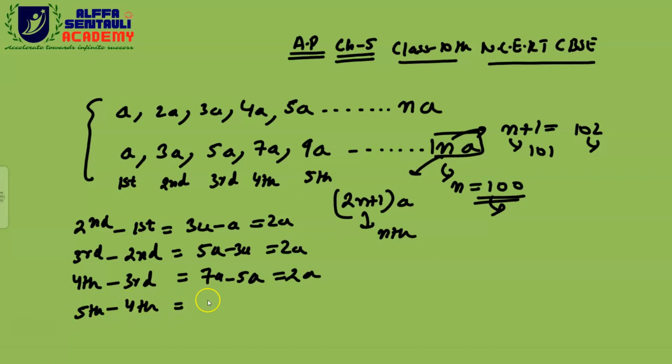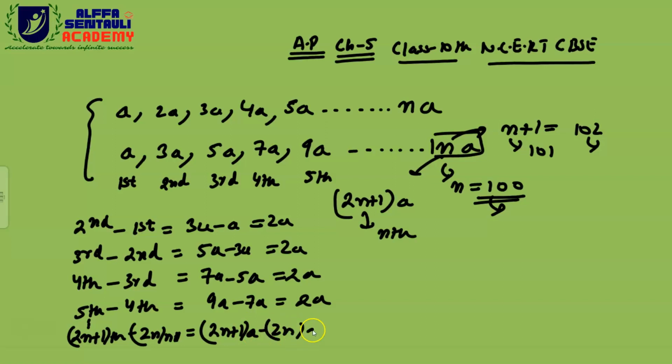What will you get, beta? 9A minus 7A is equal to what? 2A. Then you can keep on subtracting. At the end what will you get? The (2n plus 1)th term minus, see, this was 5, one less than 5 is 4. So one less than 2n plus 1 is what? 2n. So you will get (2n plus 1) times A minus 2n times A.